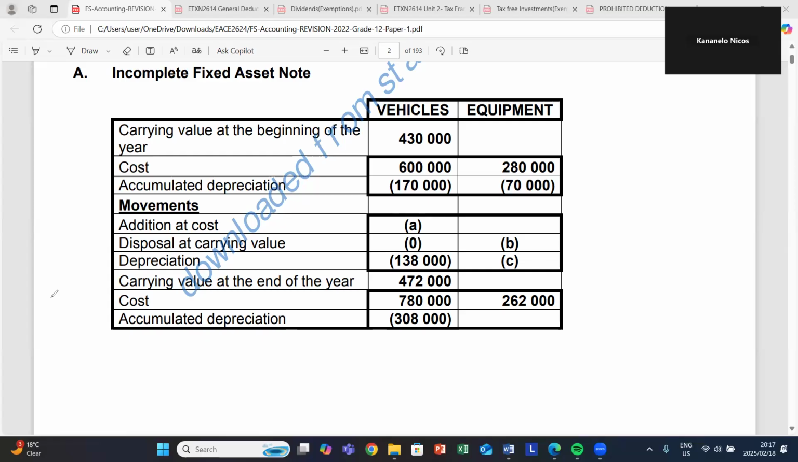Okay, let us look at our question there. As we have stated, we have to calculate our additions at cost. Remember the principle: to get your cost price at the end, you take your cost price at the beginning of your asset, plus your additions, meaning the assets that you bought during the year.